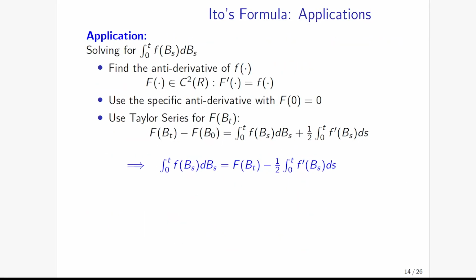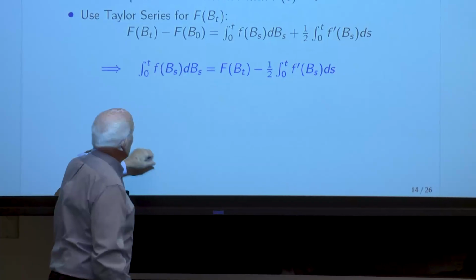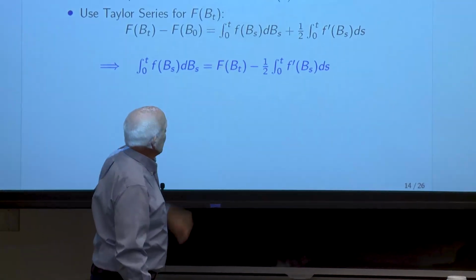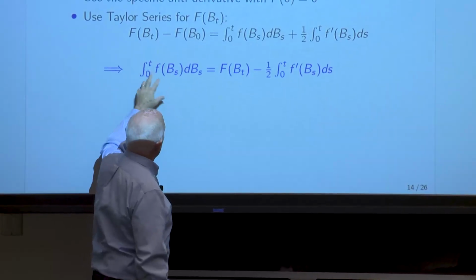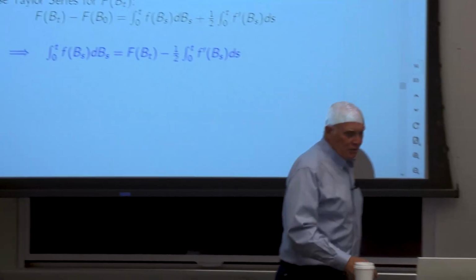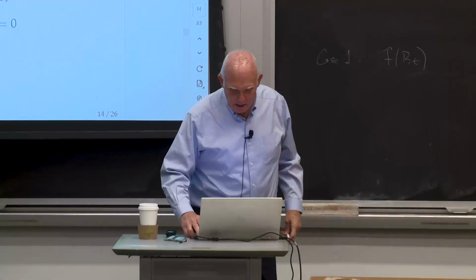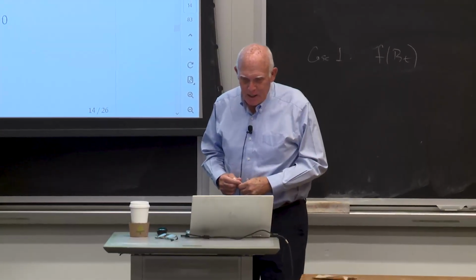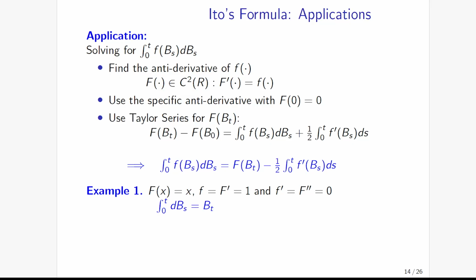And when we apply Ito's formula in one dimension, we can consider defining the antiderivative of the function f, and that's capital F. And so Ito's formula gives us this expression for the integral of f of Bs dBs. So this is a very useful way to compute Ito integrals.